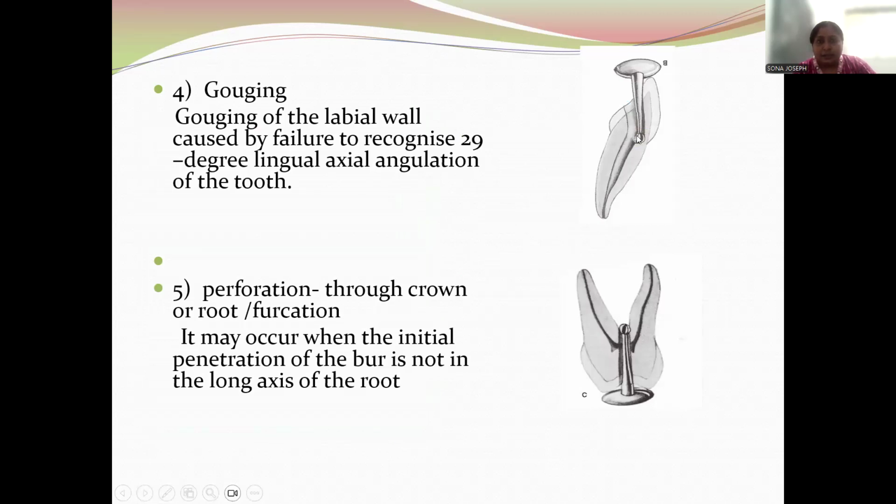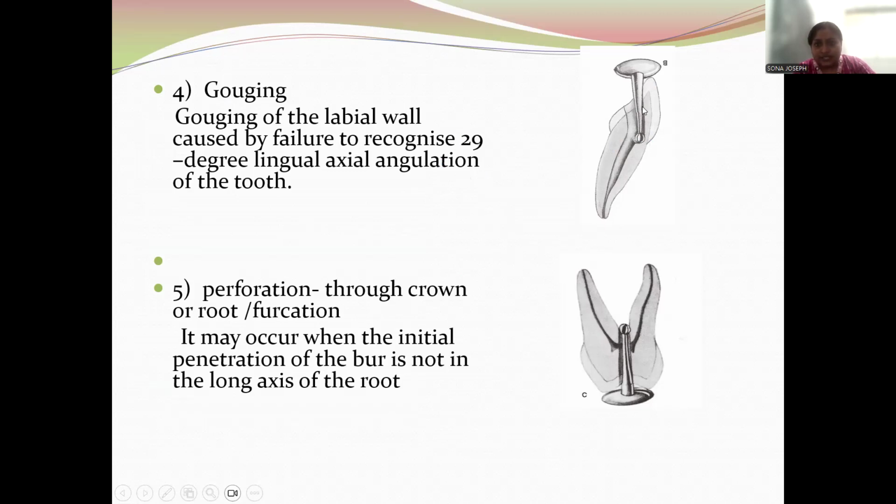Gouging. If you are not using the bur at the right angulation, or haven't observed the preoperative radiograph properly, you might end up gouging, or if you extend it without noticing, from gouging you can even extend to the perforation stage. When observing the preoperative radiograph, notice whether any tilt of the crown or root is there. If it is, you have to change the angulation of your bur accordingly. If not, you might create a false anatomical or dentinal wall like this, which is called gouging.